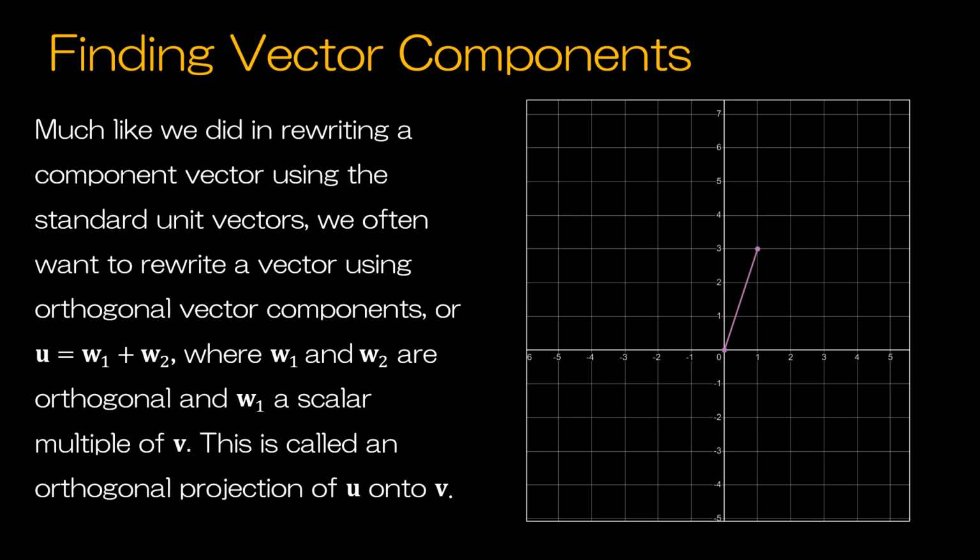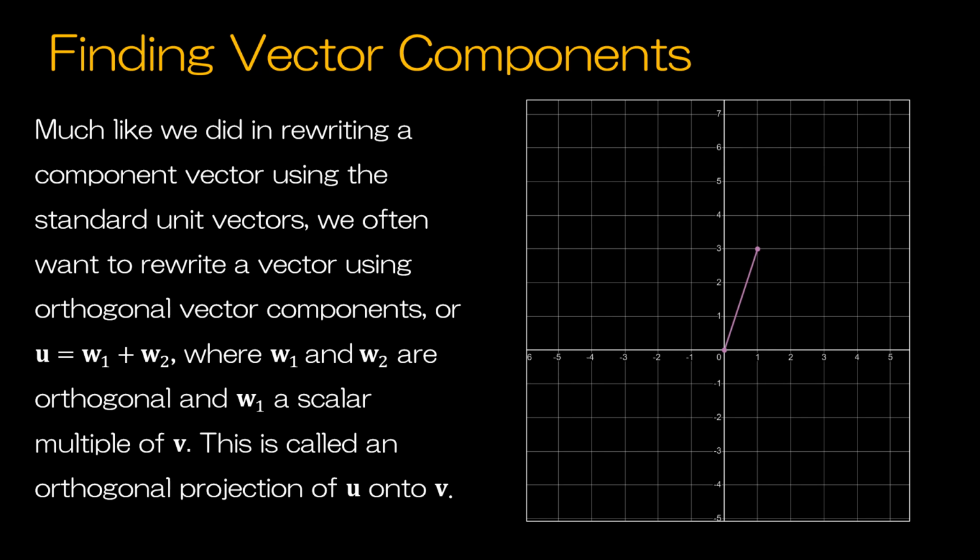Now, just like we did in our last section, section 6.3, we took component vectors and we rewrote them using standard unit vectors, and that took a vector and changed it into an equation which we could use in application problems. And that's kind of like what we're going to be doing here. What we're going to do is rewrite a vector in terms of two other orthogonal vectors. So again, orthogonal means 90-degree angles that are perpendicular. So we're rewriting a vector in terms of two perpendicular other vectors.